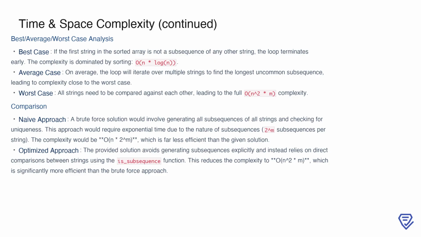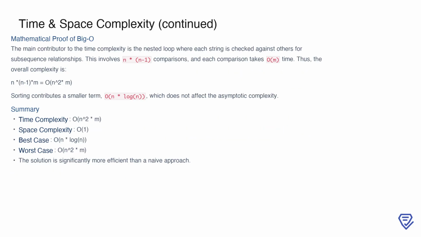Comparing this with a naive approach that generates all subsequences, which would take exponential time, the optimized solution avoids this inefficiency by relying on direct comparisons between strings. This reduces the complexity to O(n²*m), making it significantly more efficient than the brute force method. To mathematically confirm the overall time complexity, consider the nested loop structure where each string is checked against others for subsequence relationships.